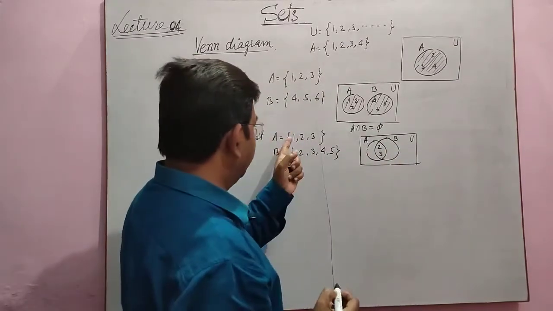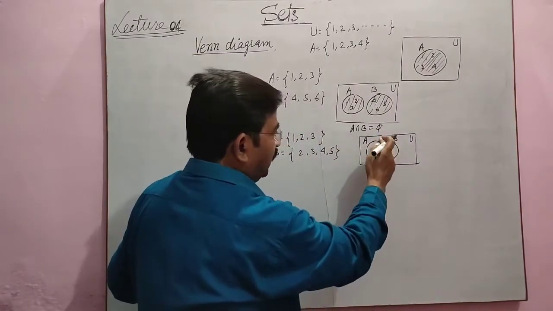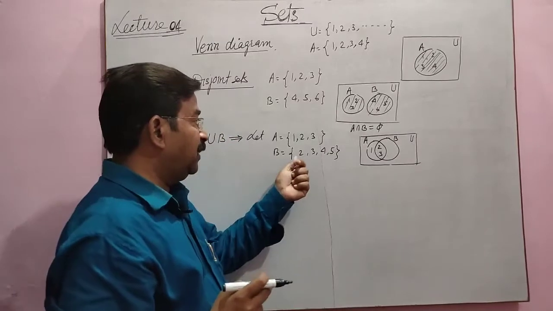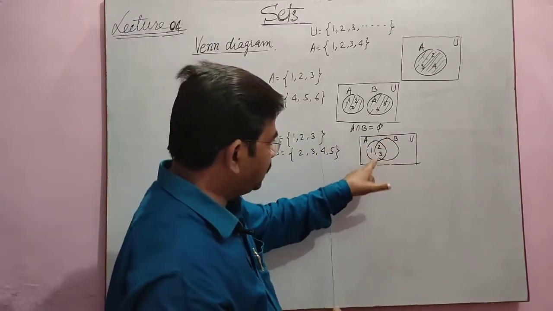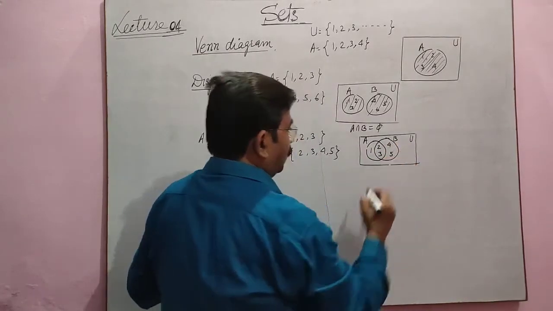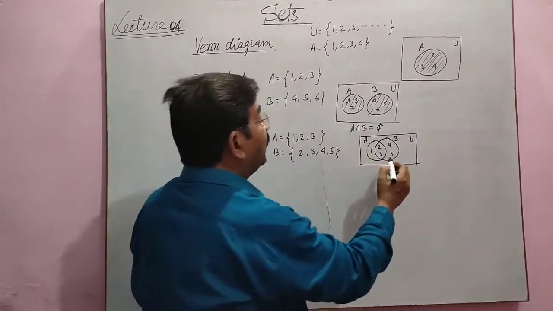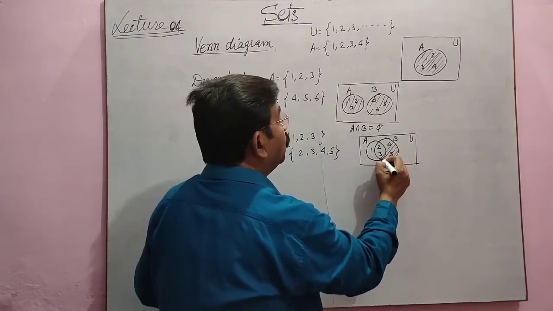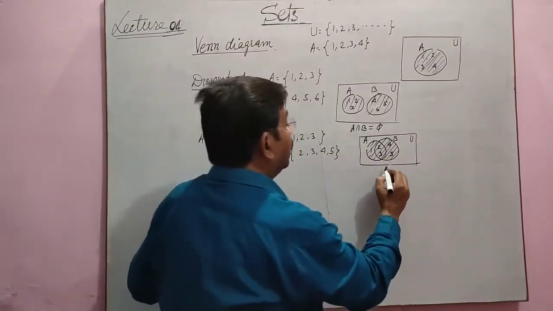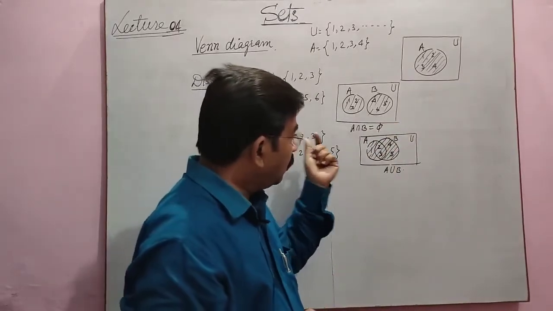Now what are left? In entire set A, we have 1, 2, 3. So we write 1. In set B, we have 2, 3, 4, 5. Already in set B, we have 2 and 3. Now we can write 4 and 5. To show A union B in Venn diagram, we have to shade the whole portion of this set. This is A union B. So we have shaded all the portion.